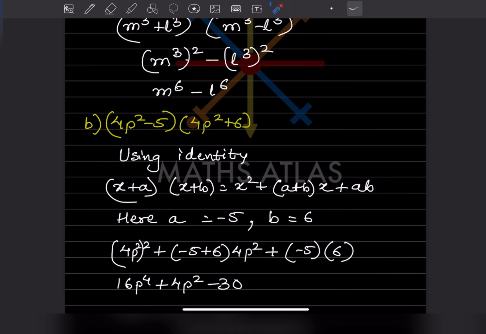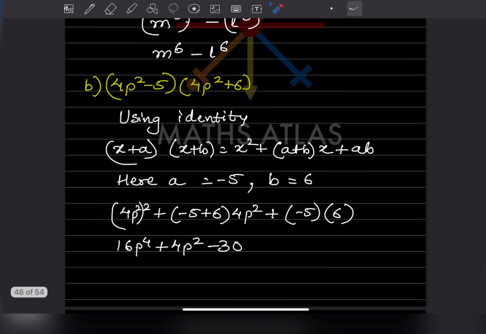So here what will be a? a is going to be, see here, you have to take along with the sign. So a will be minus 5 and b is 6. So now what we do, x square means that is 4p square. So p square and square of that, and plus a plus b. So what is a plus b? a is minus 5 plus 6. And here see, this is important. This is x. x means this is going to be 4p square. So this 4p square is here plus ab. ab means a is minus 5 and b is 6. So if this step is done, the other things are clear.